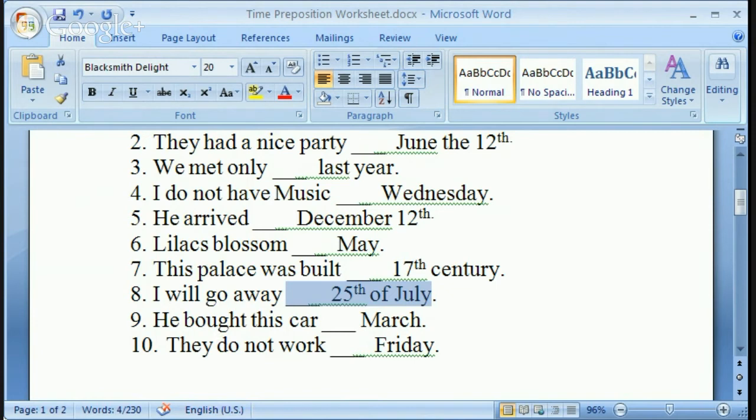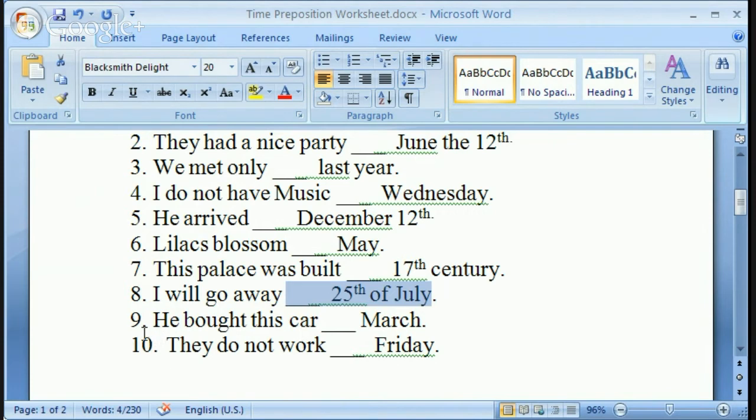Okay. What was the preposition for 17th century? Oh, sorry. This palace was built in a period of time. Okay, and I have to use the again here, in the 17th century, because I have to say which one. Which century? The 17th century.